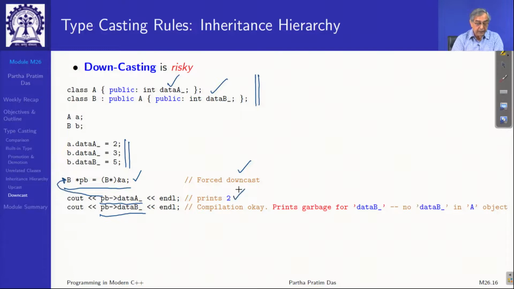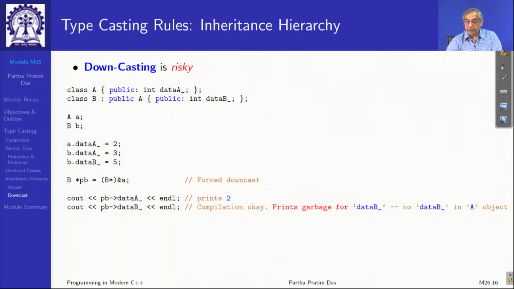Now, naturally, if I access data A with PB, then I will get this value 2, which is correct. But when I do the other, that actually does not exist, though the pointer thinks that it exists. So, it will compile okay, but it will print garbage. So, you can see why downcasting is risky, and why it needs to be severely restricted and done only in the proper context.